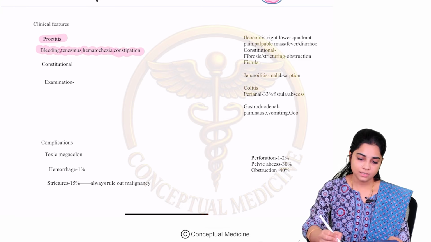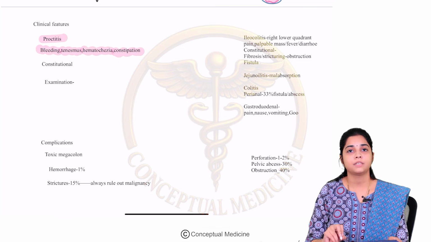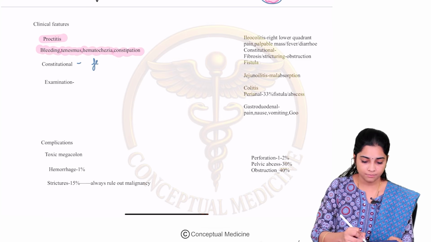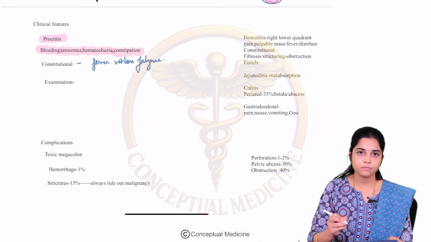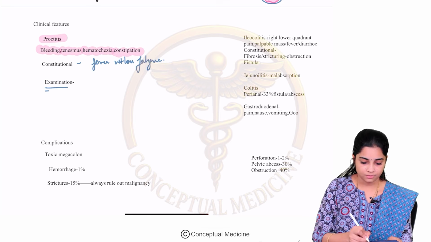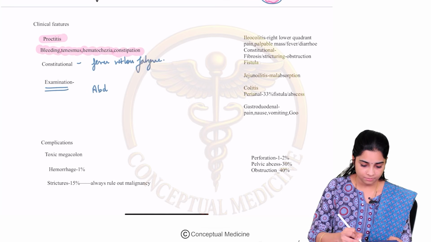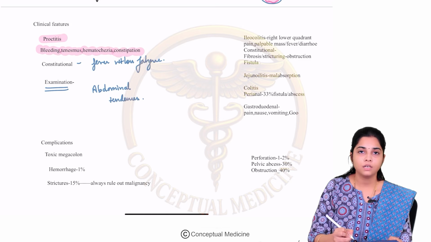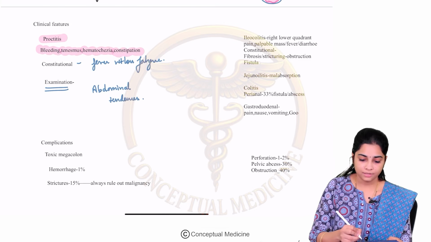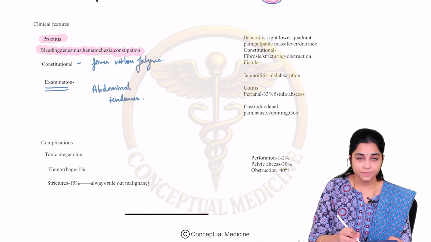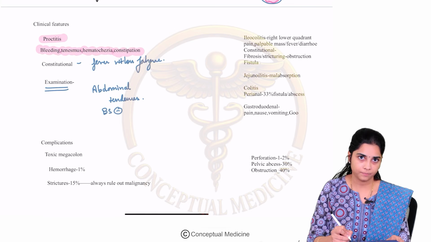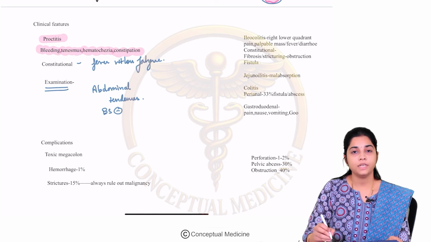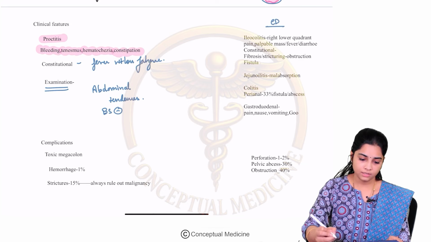Apart from that, since this is an inflammatory condition, any inflammatory condition has constitutional symptoms. So there can be fever, weight loss, and fatigue. On examination, you can have abdominal tenderness. And if there is constipation, sometimes this constipation can progress to obstruction, and then the bowel sounds will not be heard. Fine. In contrast, in Crohn's disease, what are the clinical features?